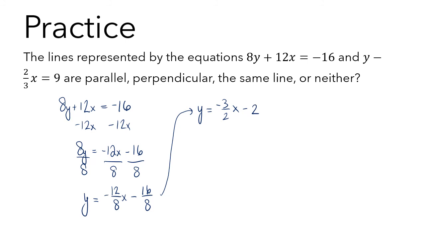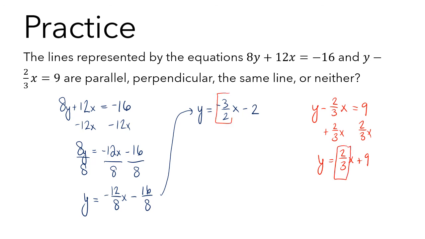Okay, so let's compare that to my other equation, which was y minus 2 over 3 x equals 9. And actually this one is also in standard form, and I need to change it to slope-intercept. But it'll be a little bit simpler. All I got to do is move the 2/3 x to the right, and I get y equals 2/3 x plus 9. Okay, now I can look at the slopes. Here, the first slope is 2/3, and the other one is negative 3 over 2. Those are negative reciprocals, so these two lines are perpendicular.